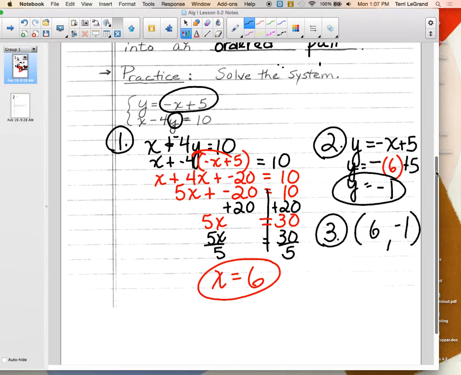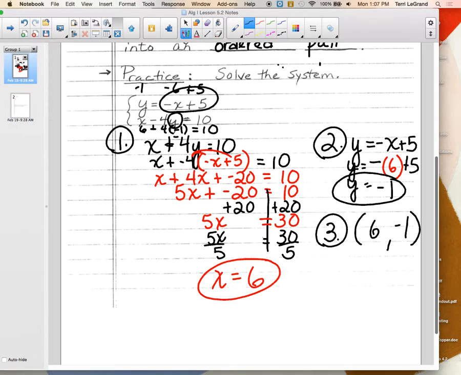We could put, what would we put in here for y? Negative 1. So we'd have a negative 1 here. And then what are we going to put in here for x? 6. Well, notice that was just kind of like the one we just did in step 2, wasn't it? So negative 6 plus 5 is? Negative 1. Checks out in that one. Okay, we're going to put 6 in for x. We're going to put negative 1 in for y.